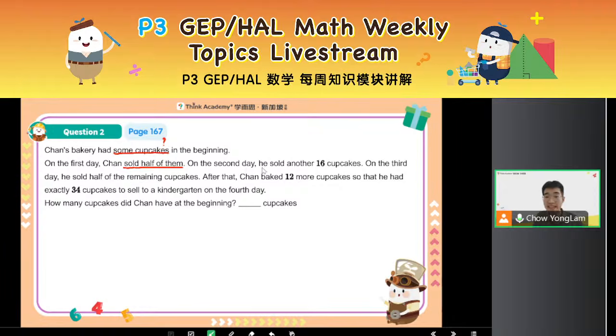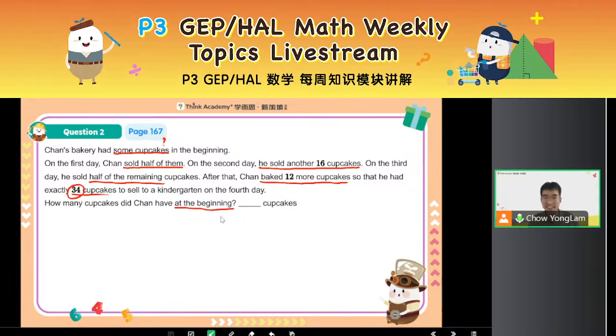On the second day, he sold another 16 cupcakes. On the third day, he sold half of the remaining cupcakes. After that, Chan baked 12 more cupcakes so that he had exactly 34 cupcakes to sell to a kindergarten on the fourth day. That means at the end, he has exactly 34 cupcakes and he sells everything. So how many cupcakes did Chan have at the beginning? I don't know the beginning, but I know the ending.